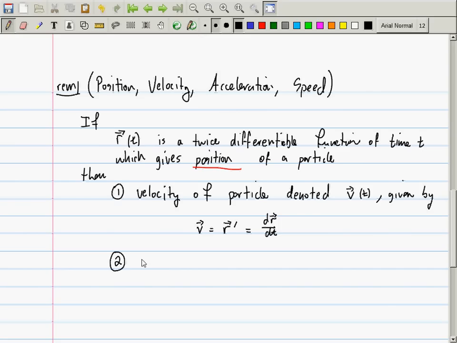Acceleration, right? The acceleration of the particle is denoted. So then, if velocity is denoted with v, then acceleration is denoted with a. Okay. A. And it is given by what? So then, how is velocity related to acceleration?